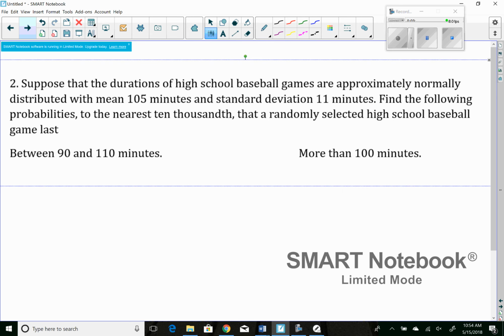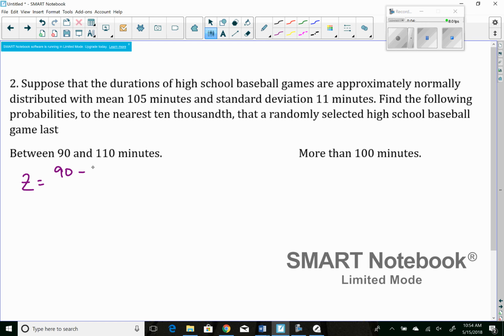Number 2 says, suppose that the durations of high school baseball games are approximately normally distributed with a mean of 105 and a standard deviation of 11. Find the following probabilities to nearest 10,000 and that a randomly selected high school baseball game will last between 90 and 110 minutes. So we need to find both z-scores. So I need to find the z-score for 90. So that's 90 minus 105 divided by the standard deviation of 11. That should be a negative number because of the score being below the mean.